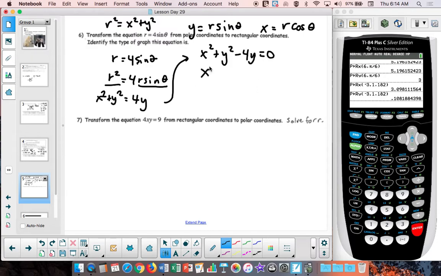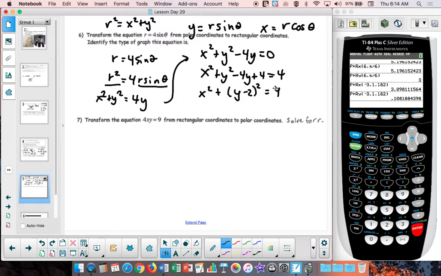So we're going to take half of negative 4, which is negative 2. We're going to square it and add that number to both sides. So negative 2 squared is 4. I'm adding 4 to both sides. Now we have a complete square with this here. Again, x squared is already completed. If I factor y squared minus 4y plus 4, it should be y minus 2 squared. So completed square, and that's 4.